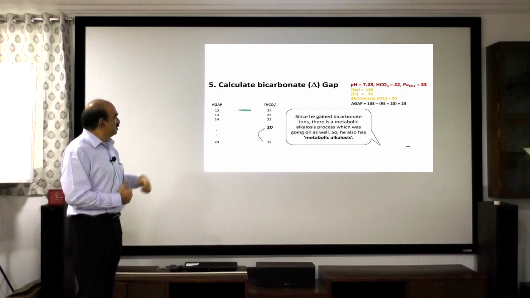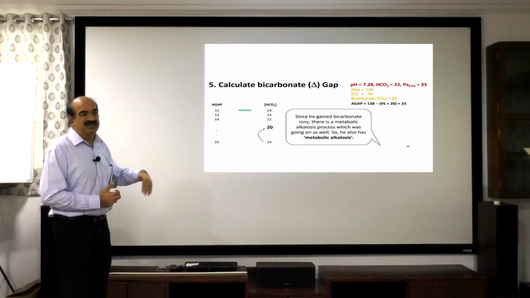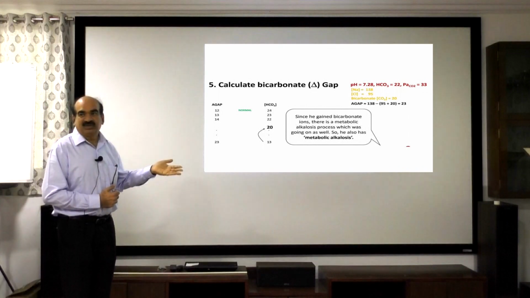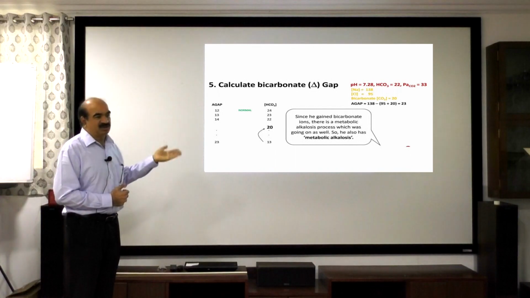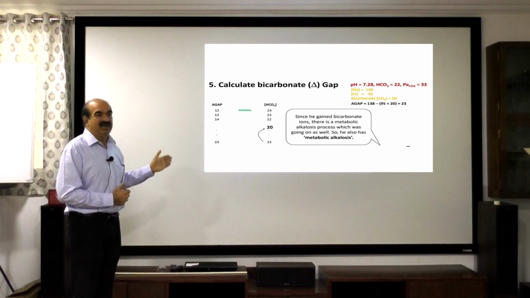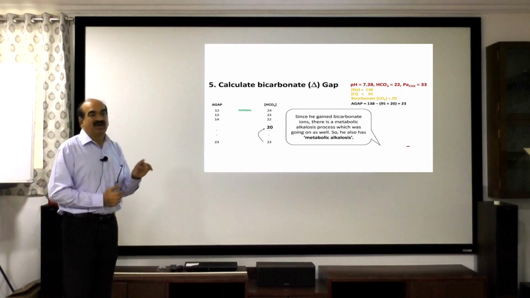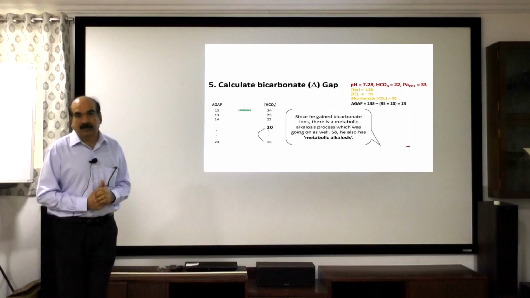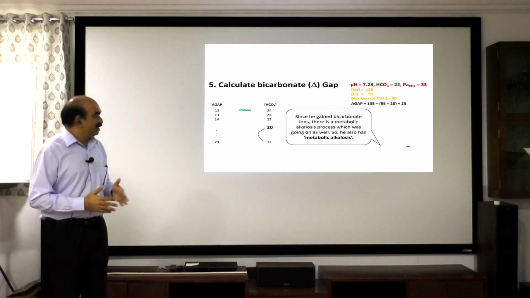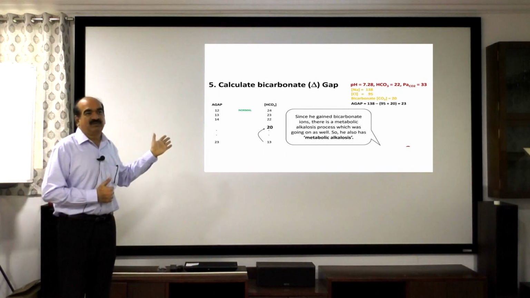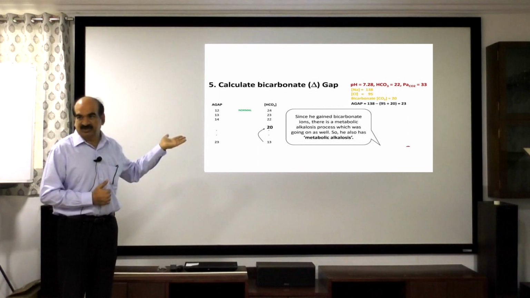But here the measured bicarb is 20. That means there is an additional underlying cause for bicarb accumulation, which means there is an additional metabolic alkalosis. So this is a case of high anion gap metabolic acidosis with metabolic alkalosis. The classical example is a heart failure patient on diuretics. Heart failure with shock can cause high anion gap metabolic acidosis.